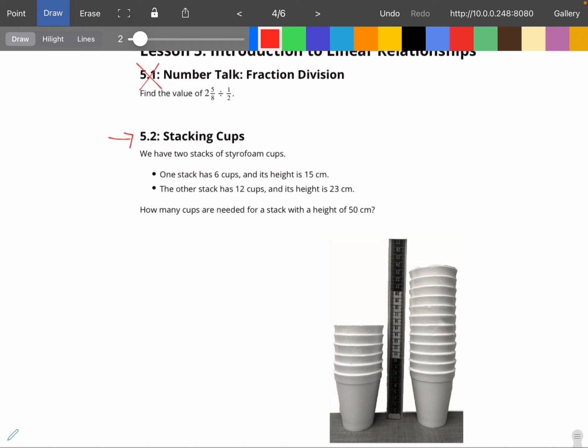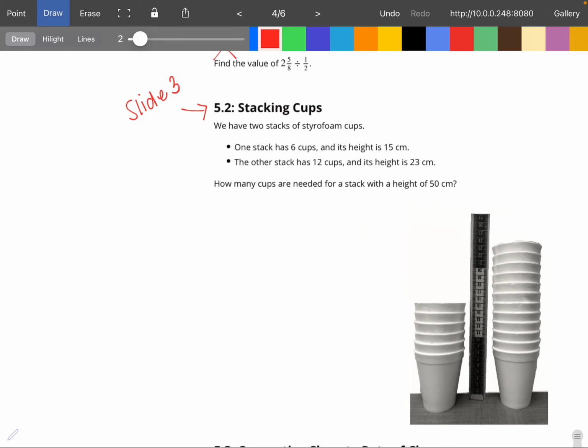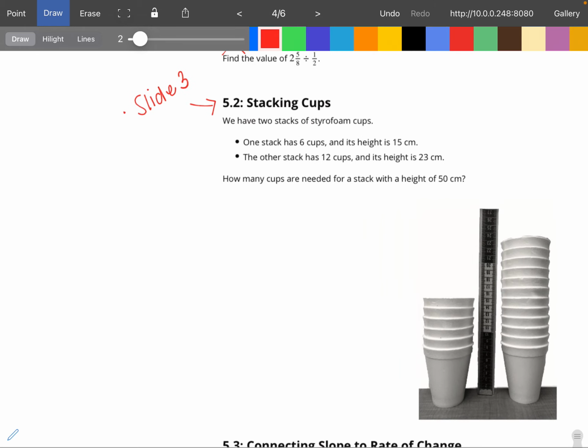So go ahead and head to slide 3. This is going to be slide 3 on your Classkick. And I want you to take a look at 5.2. So pause this video and spend at least 5 minutes trying to figure out how many cups you need for a stack with a height of 50 centimeters. Take 5 minutes and pause this video.